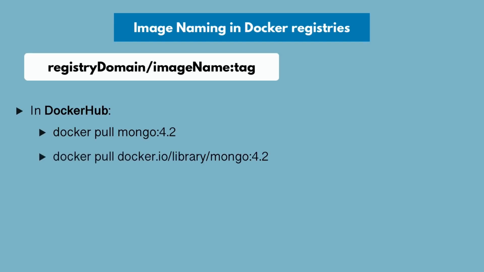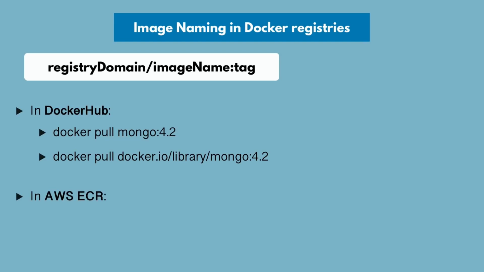What actually gets executed in the background when we say docker pull mongo is docker pull the registry domain. So docker.io/library is a registry domain. Then you have the image name and then you have the tag. Because we were working with Docker Hub, we were able to use a shortcut, so to say. In private registries, we can't just skip that part because there's no default configuration for it.